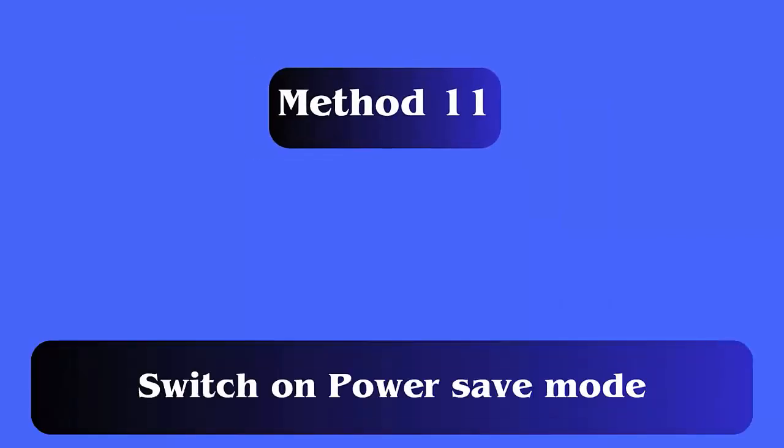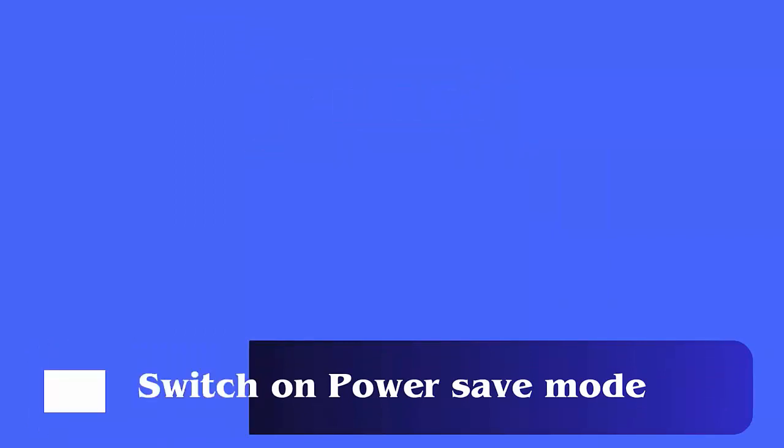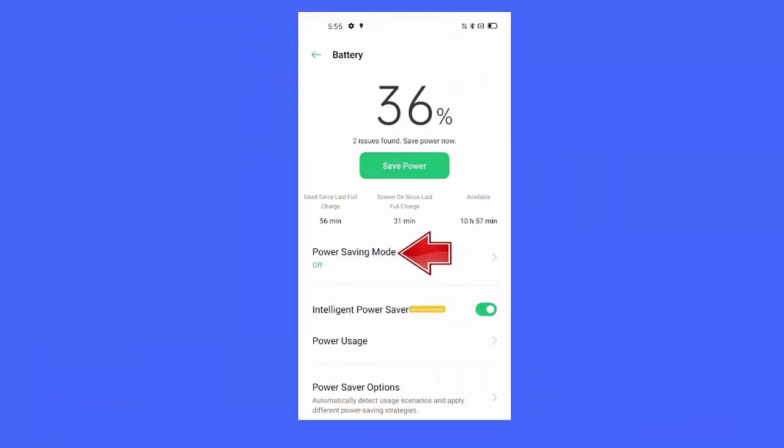Method 11. Switch on Power Save mode. For those users who are using Android 5.0 and later, enabling Power Saver mode will help to increase the battery life of your phone. To enable, go to Settings, Power and toggle the Enable option.